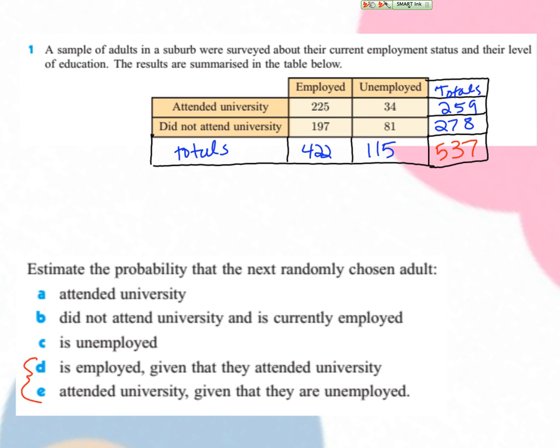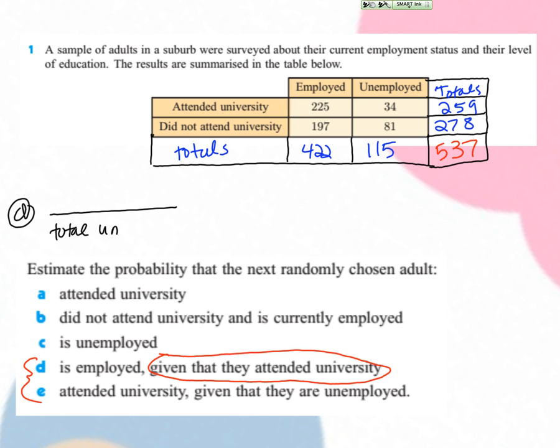So part D, question D, says estimate the probability that the next randomly chosen adult is employed given that they attended university. That other part of that question means we're not looking at the whole population anymore. We're only looking at the people that went to university. So when I set up my ratio, it's not over the total population, it's over the total for university. So that extra bit of information does change how we set this up.